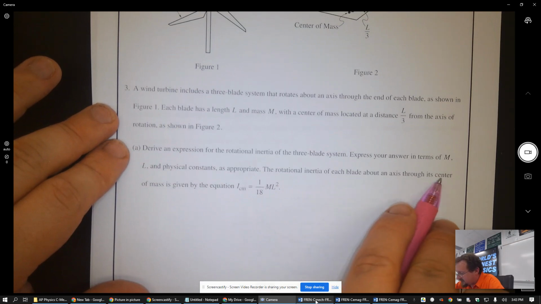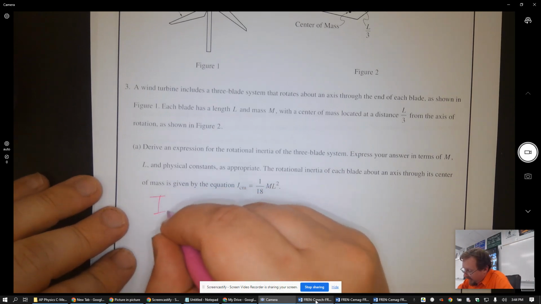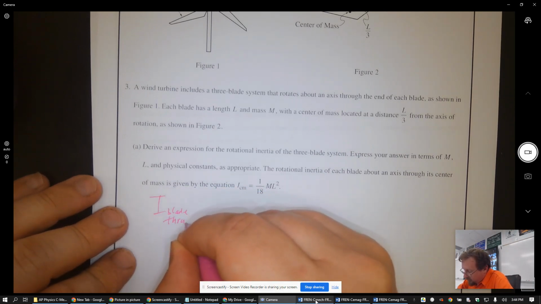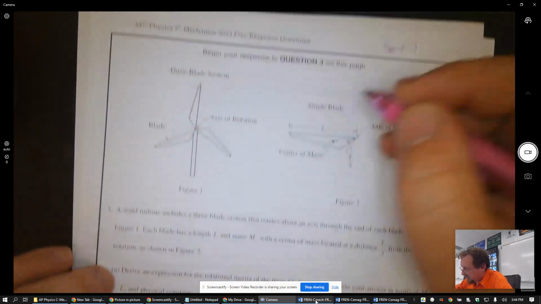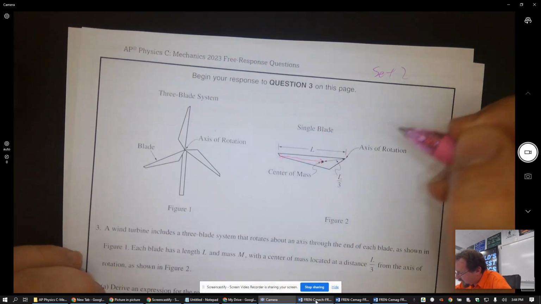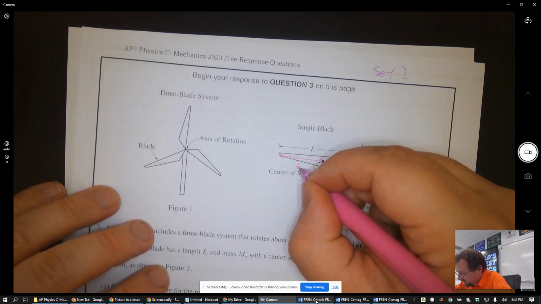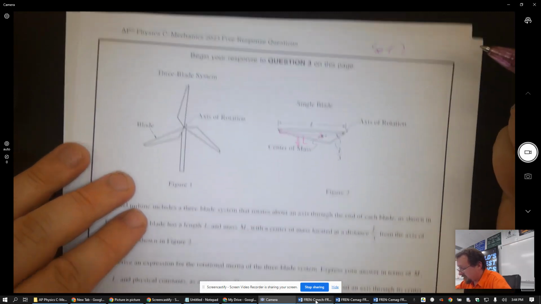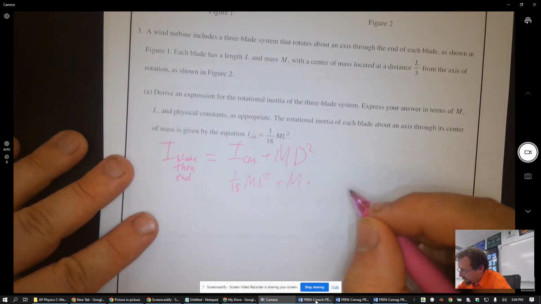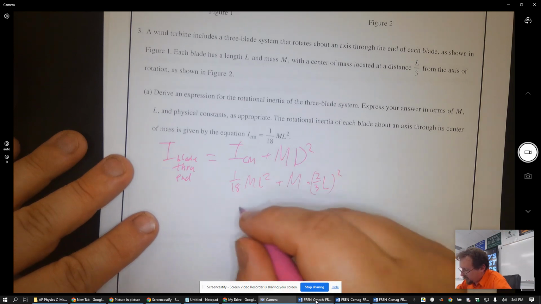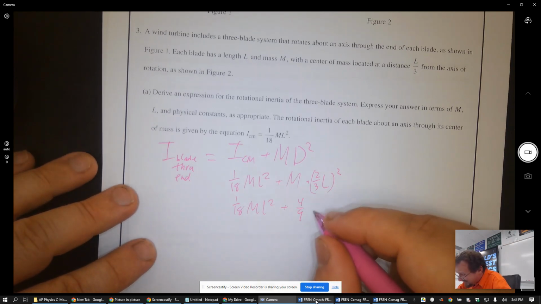Rotational inertia of each blade about an axis through its center of mass. Okay, so this is going to be the parallel axis theorem. The I of the blade through the end is equal to the I about the center of mass plus what I call MD squared, where D is this distance right there. I'm assuming that's 2/3 L. So this is going to be 1/18 ML squared plus M times 2/3 L squared. 1/18 ML squared plus 4/9 ML squared.